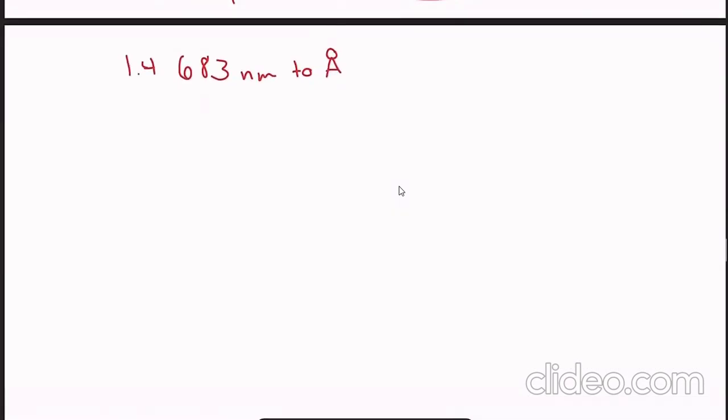There it is. So 1 angstrom is equal to 10 to the minus 10 meters. And we know that 1 nanometer is equal to 10 to the minus 9 meters. So we need conversion factors. You are going to be required to do this a lot. So let's convert these definitions into conversion factors.